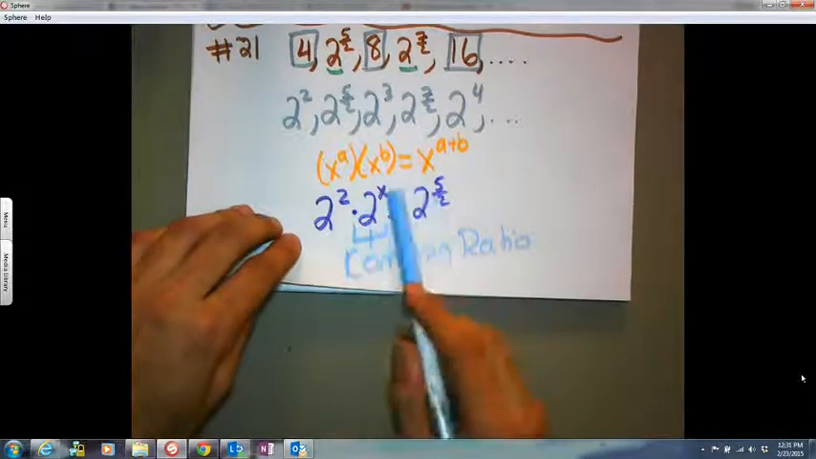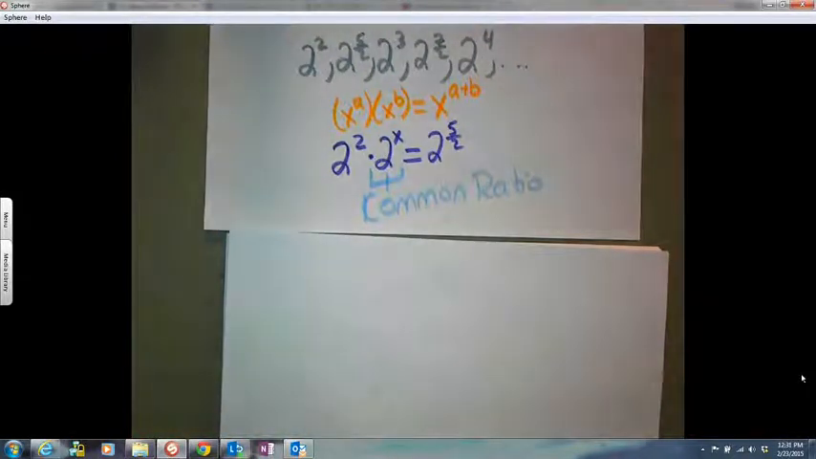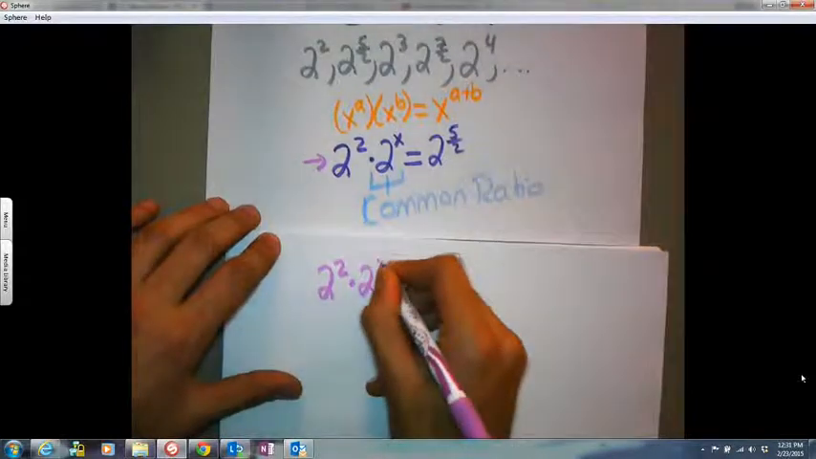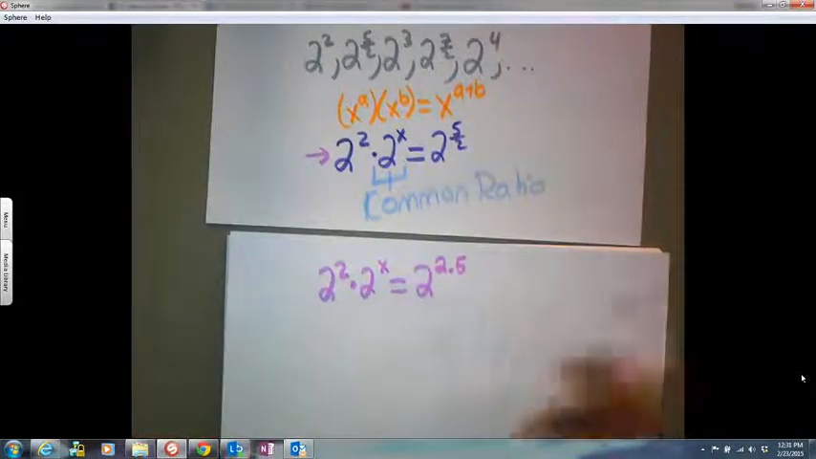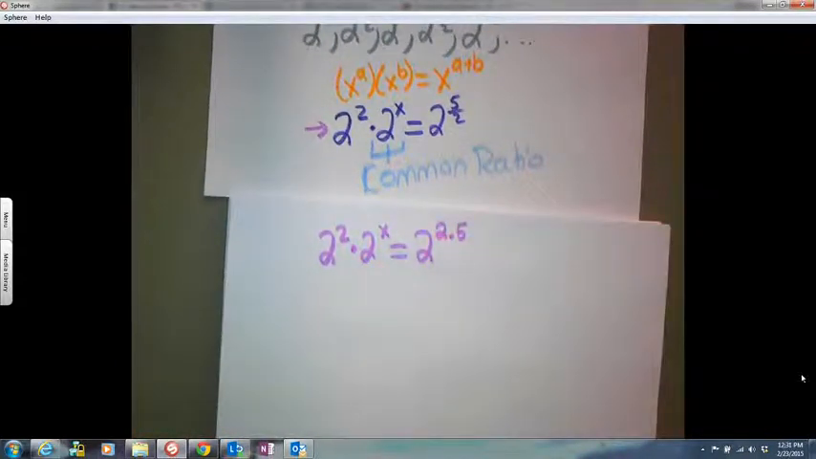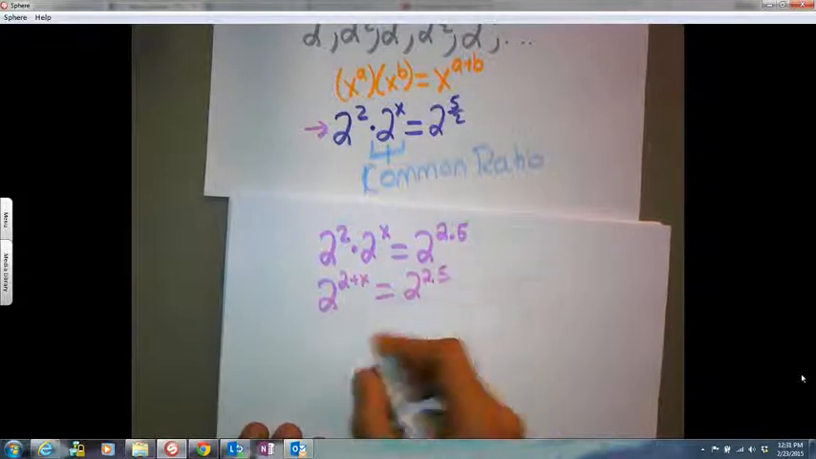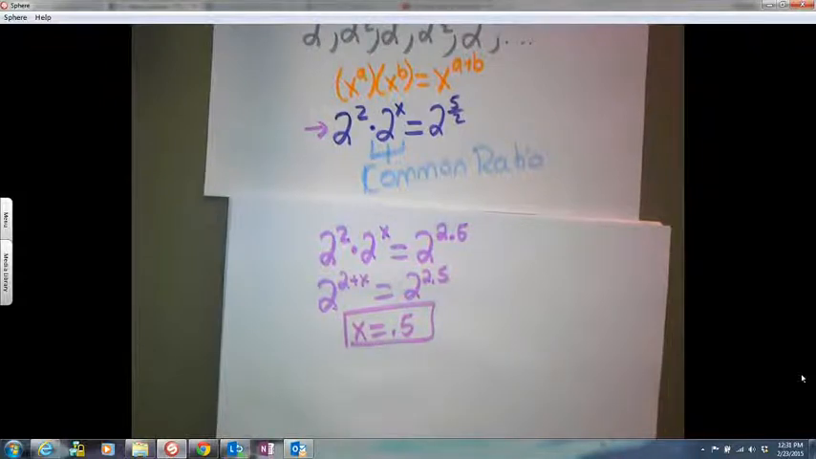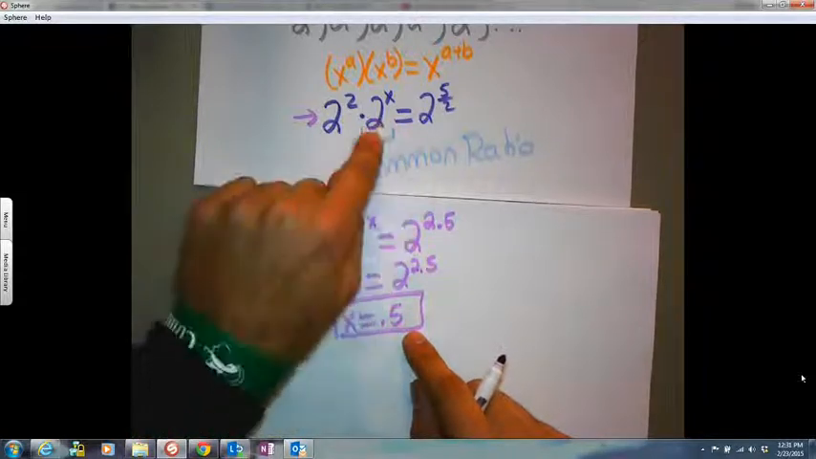Here's where it's helpful to know the exponent rule. It might make everybody's life easier if you rewrite this line that I've arrowed in pink with the following. Remember, 5 over 2 is the exact same as 2.5. Now it becomes clear what x is. Because 2 to the 2 plus x needs to equal 2 to the 2.5. x must be 0.5. So if x is 0.5, the common ratio is 2 raised to the x power. So the r is 2 to the 0.5 power.